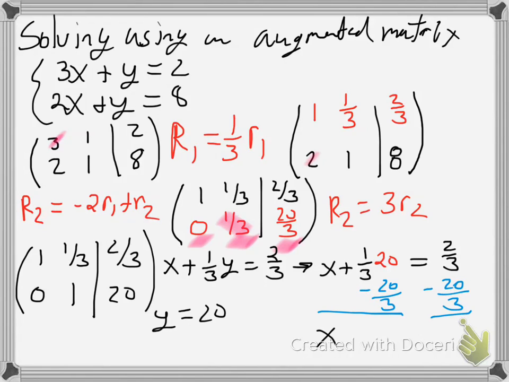x is going to be equal to -18/3, which is -6. So we do in fact get the same answer we did last time. Let's go back just slightly. So we do get the same answer. All right.